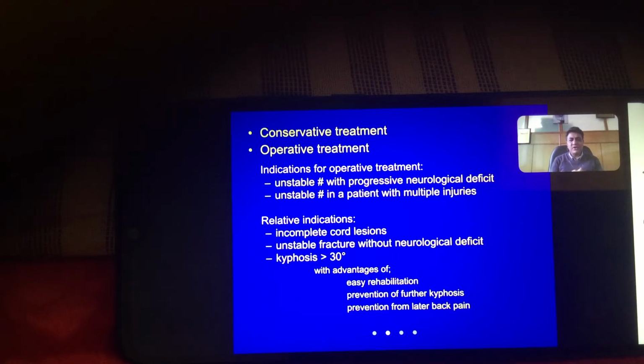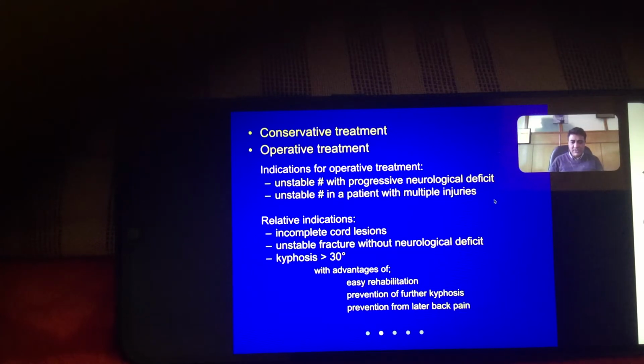Another is operative treatment, where we operate. What are the indications for operative treatment? Number one is unstable fracture with progressive neurological deficit. Another is unstable fracture in a patient with multiple injuries. If there is upper limb injury, lower limb injury, and spine fracture, these polytrauma patients should be fixed properly, because taking care of the other fractures is difficult without fixing the spine.